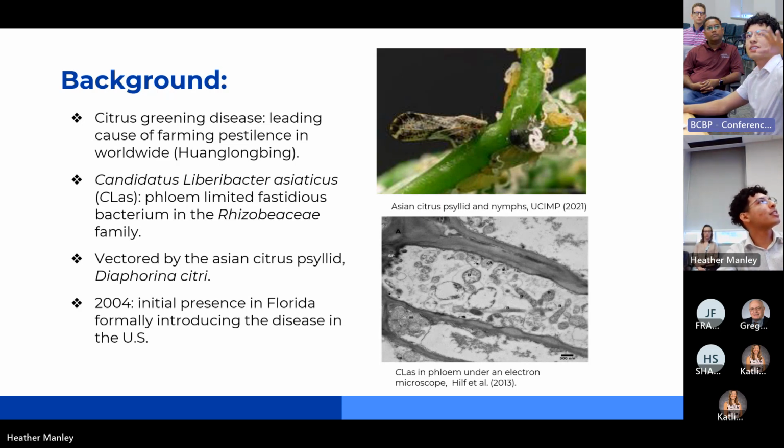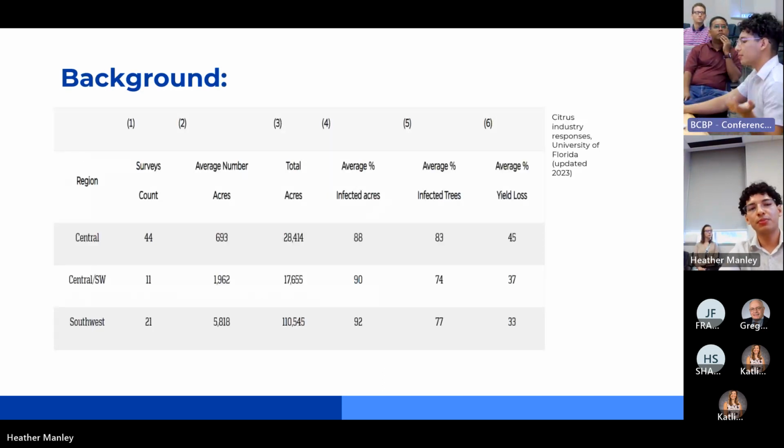The vector, the scientific name, is Diaphorina citri. And as of 2004, we've seen our initial presence of these psyllids and the Candidatus Liberibacter asiaticus in Florida. I believe this is the original official timeline for when we had CLAS exposed to the US. And here's a little bit more information. A little graph that shows how Florida is basically the leading producer of citrus and how the CLAS has infected the citrus plants over the years.